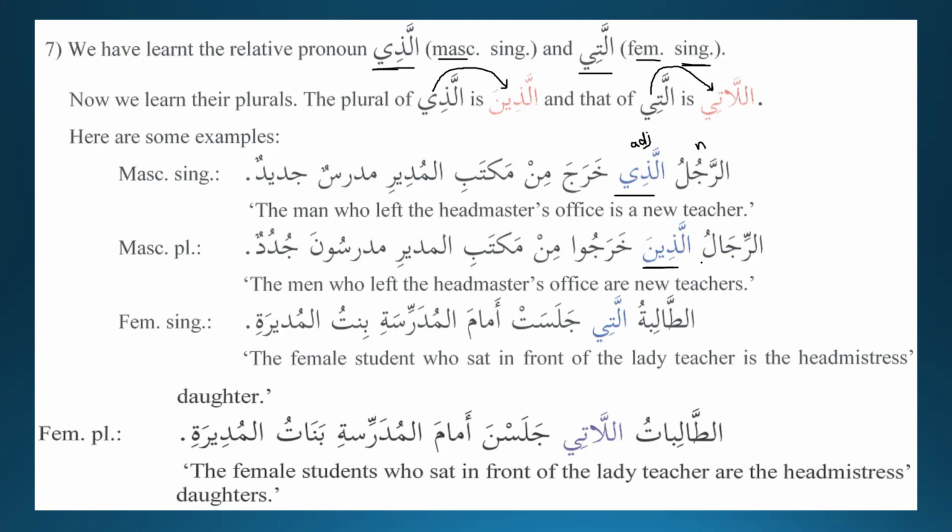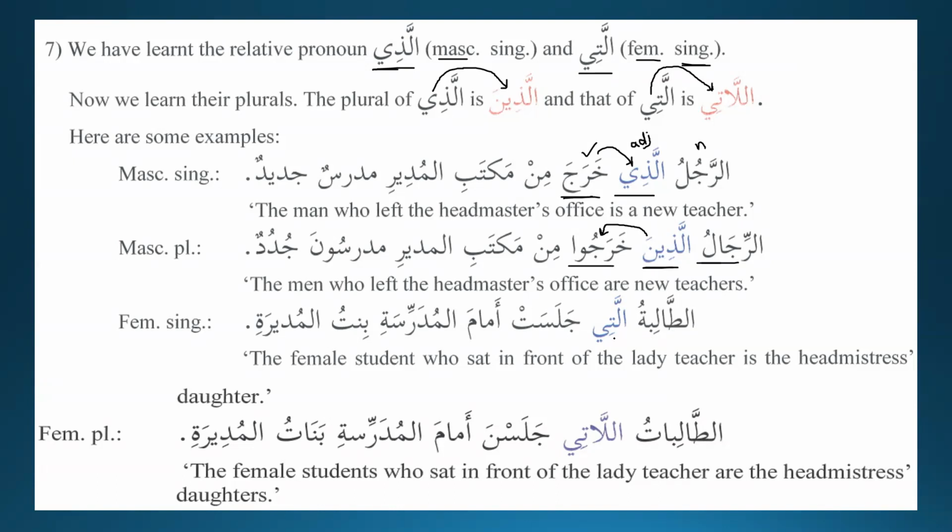So when you have الرجال, then we have to use الذين. الرجال الذين خرجوا, and after الذي and الذين there is always a sentence. It can be a verbal sentence or a nominal sentence. If it's a verbal sentence, we have to use a singular verb after الذي. But when we have الذين, then the verb has to be plural, because the verb follows the noun. If the noun is single, the verb is single, and if the noun is plural, the verb is plural.